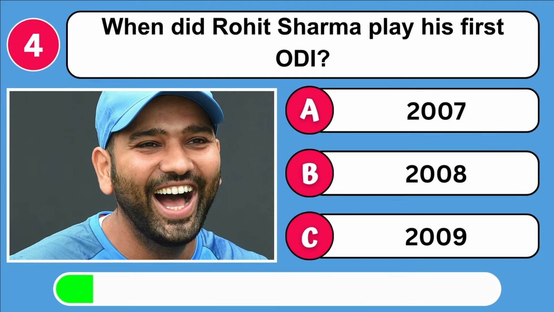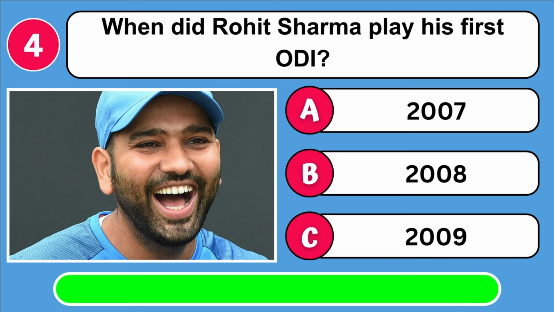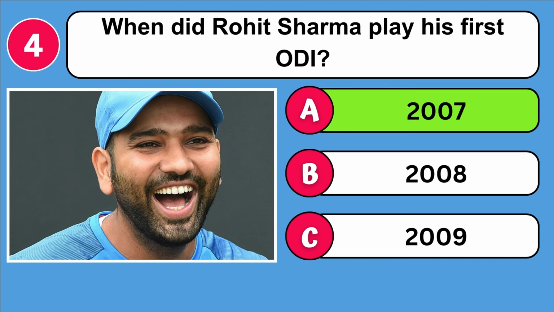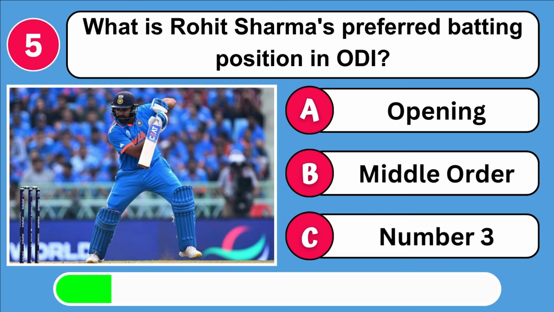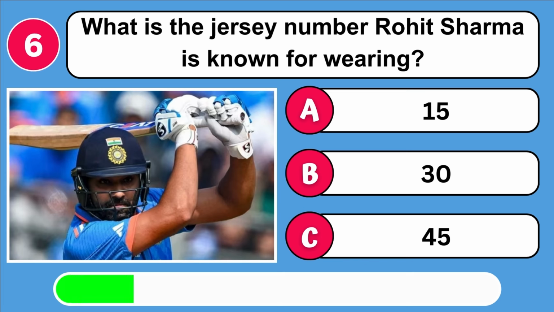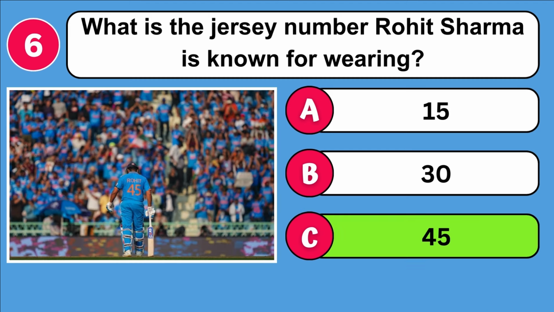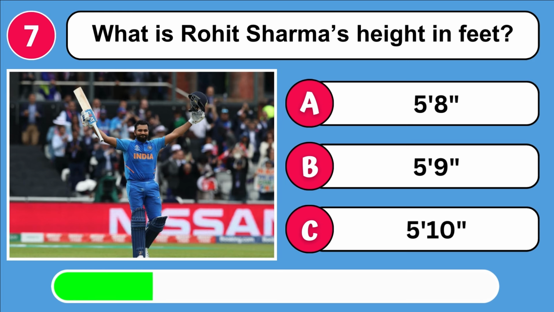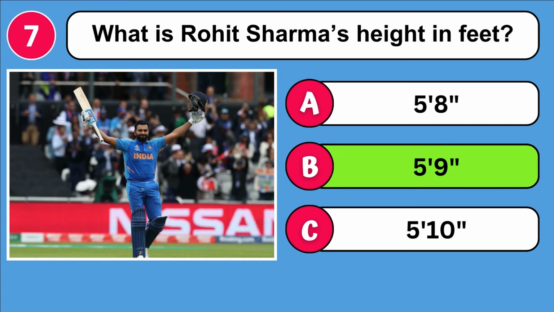When did Rohit Sharma play his first ODI? '07. What is Rohit Sharma's preferred batting position in ODI? Opening. What is the jersey number Rohit Sharma is known for wearing? 45. What is Rohit Sharma's height in feet? 5.9.